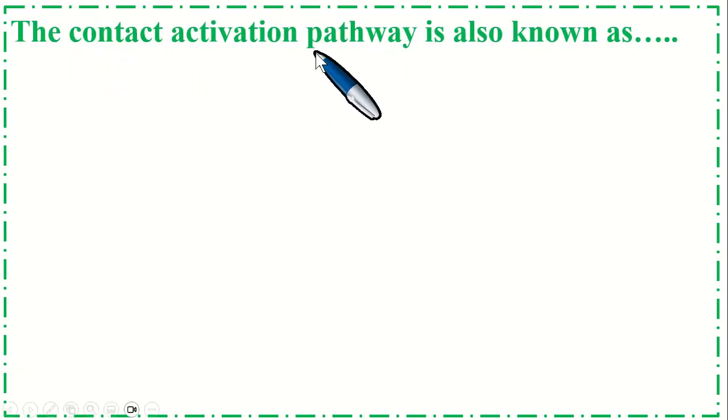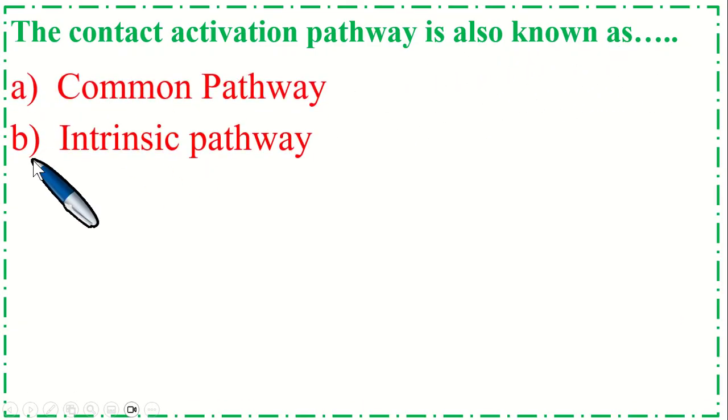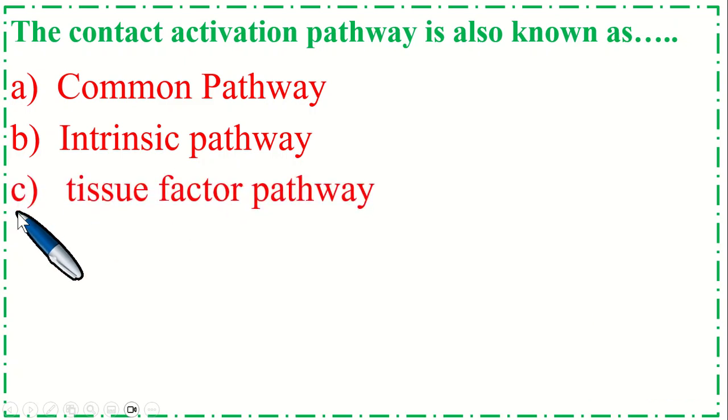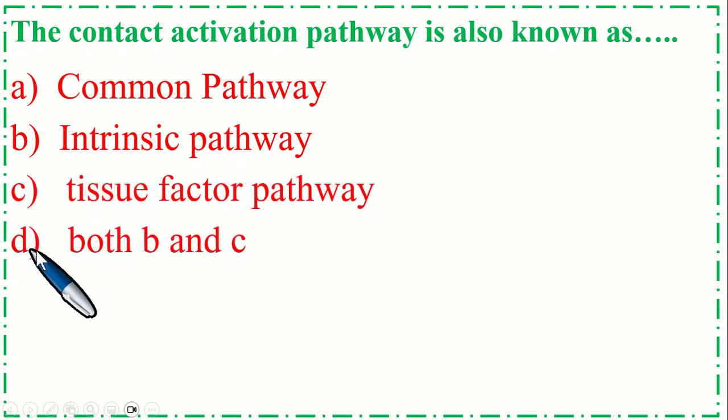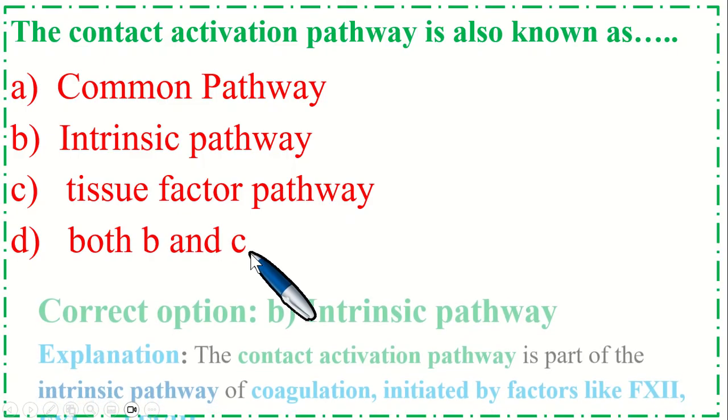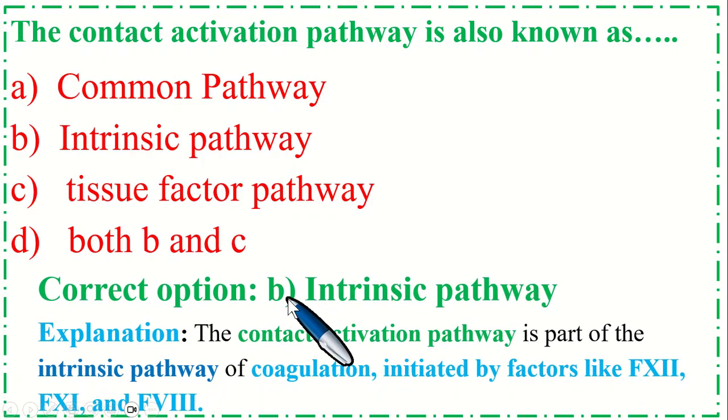The contact activation pathway is also known as: option A, common pathway; B, intrinsic pathway; C, tissue factor pathway; and option D, both B and C. So the correct option is B, intrinsic pathway. Explanation: the contact activation pathway is part of the intrinsic pathway of coagulation, initiated by factors like factor 12, factor 11 and factor 8.